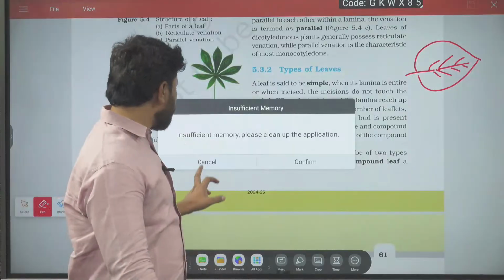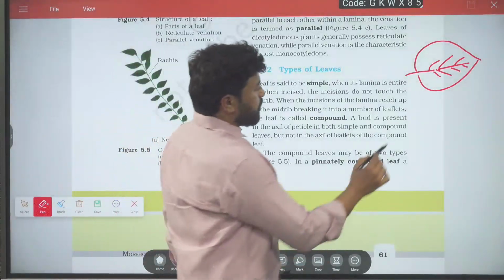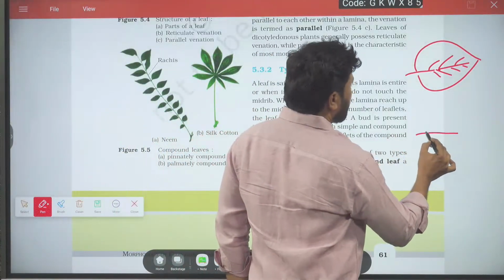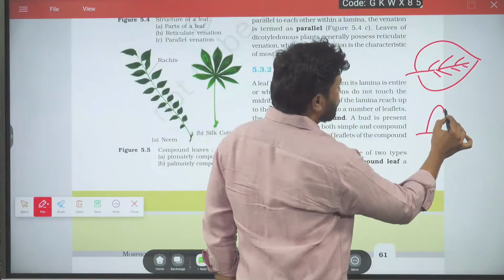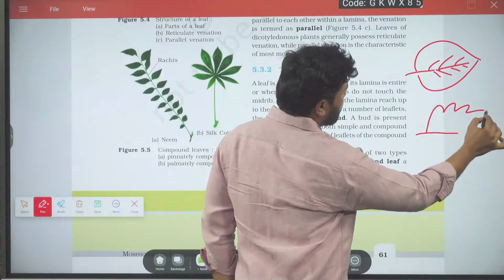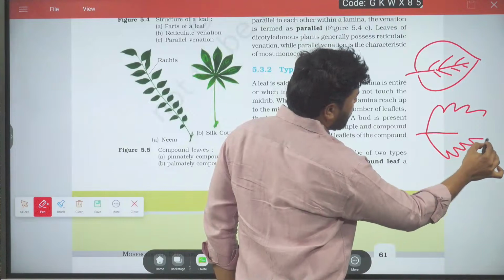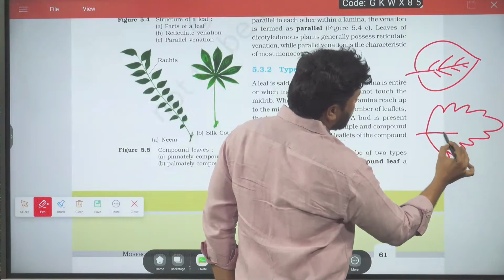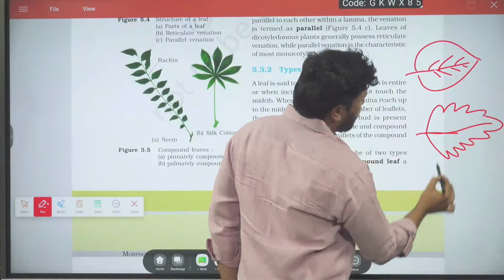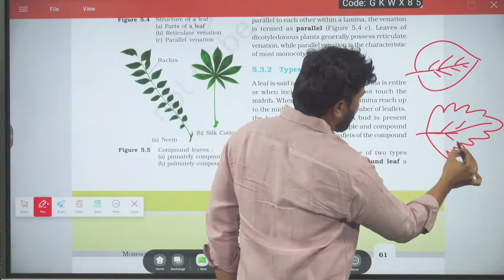Consider another leaf I am taking. It has incisions. Catch this. It has incisions. These are all the incisions. But these incisions are not going to touch the midrib.